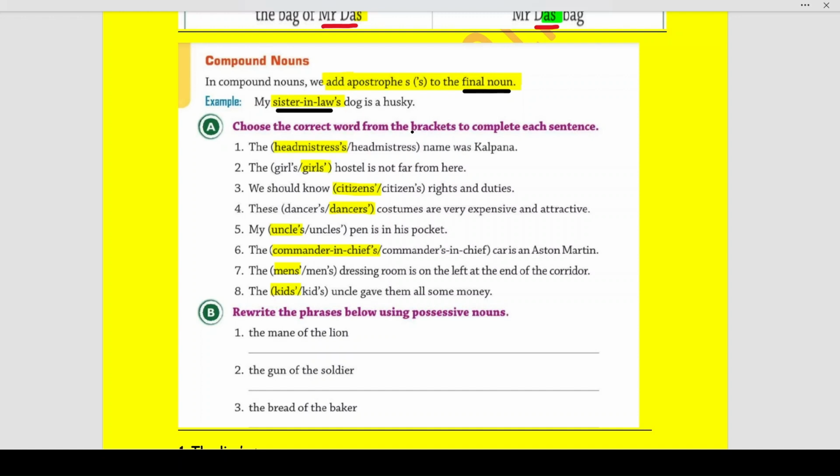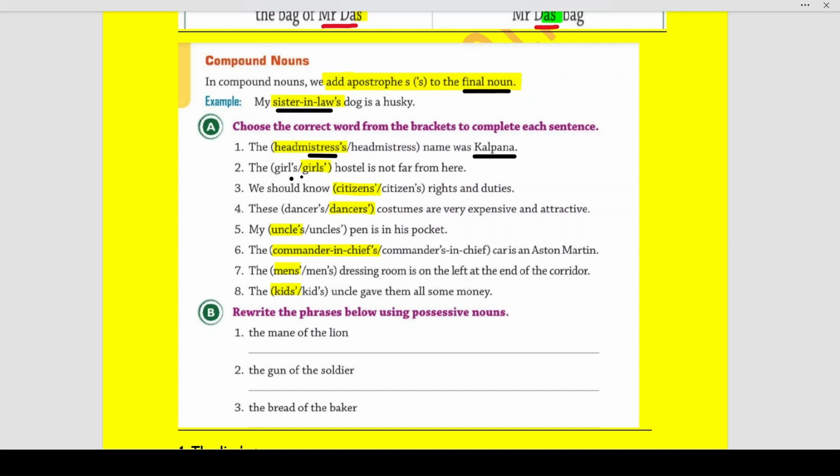Okay. Now choose the correct word from the brackets to complete each sentence. The headmistresses or the headmistress's name was Kalpana. The noun here is Kalpana. This is a singular noun. So, singular nouns take the form of apostrophe S after the main noun. Okay. So, headmistress's name was Kalpana.